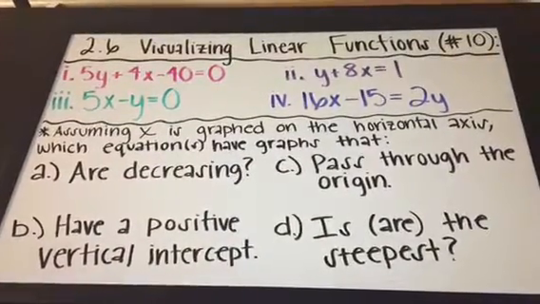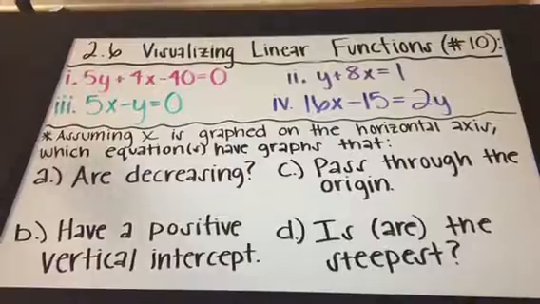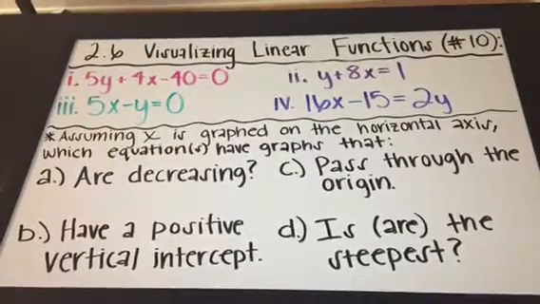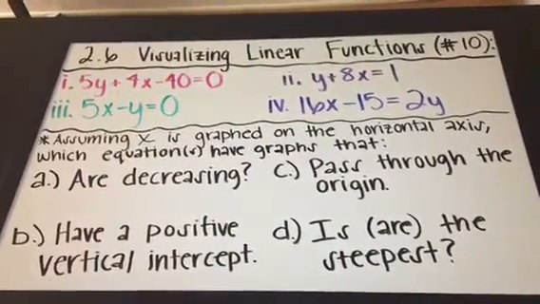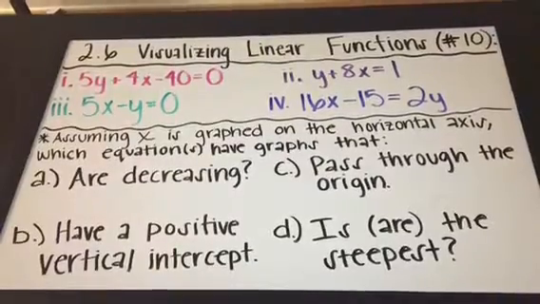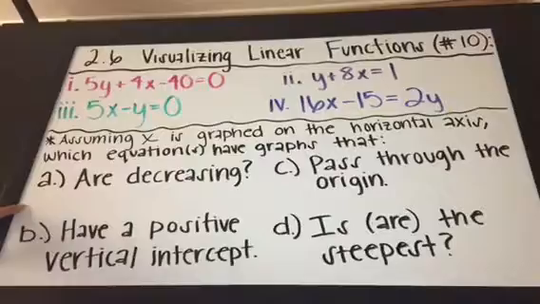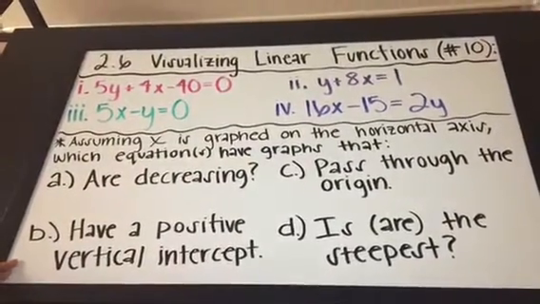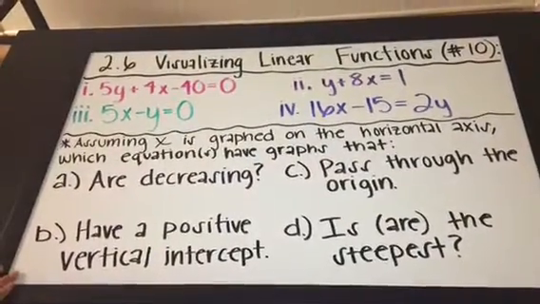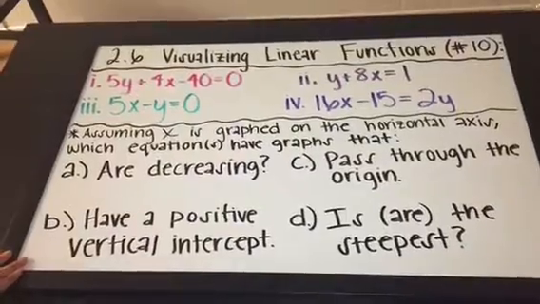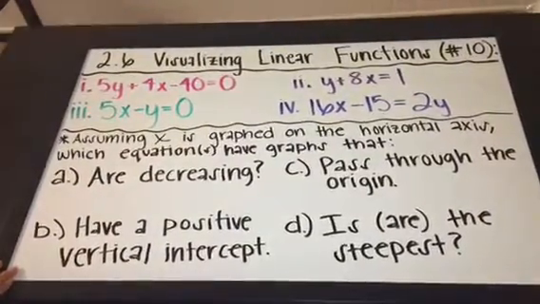In this problem, we're given 4 equations, and the question is asking us, assuming x is graphed on the horizontal axis, which equation or equations have graphs that A are decreasing, B have a positive vertical intercept, C pass through the origin, and D is or are the steepest.